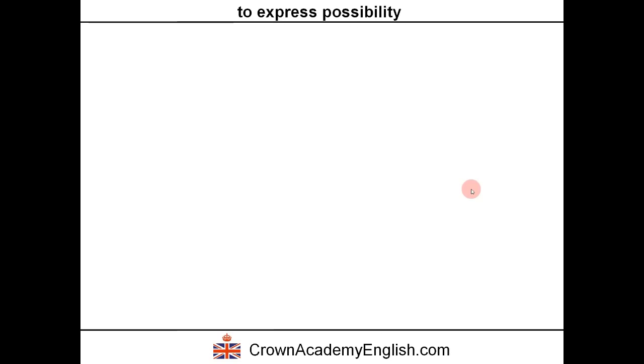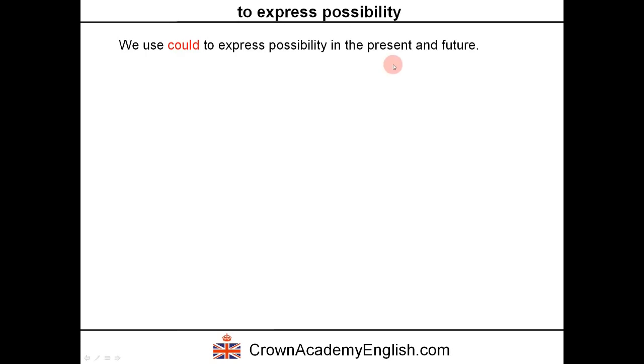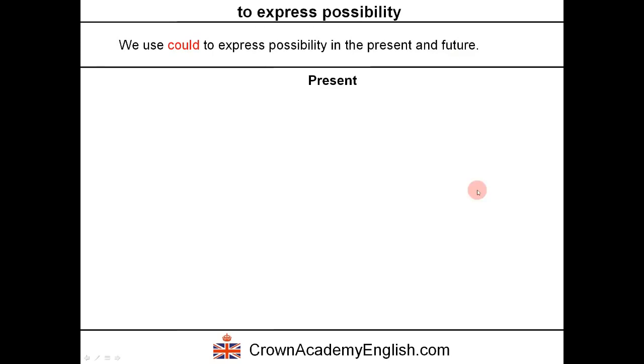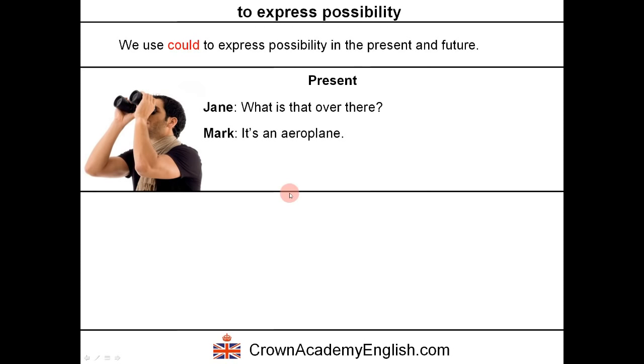First of all, to express possibility. So we use could to express possibility in the present and future. So the present. Jane asks, "What is that over there?" So a normal answer without could, Mark says, "It's an aeroplane." So this means that Mark is certain. It is certain that it is an aeroplane.